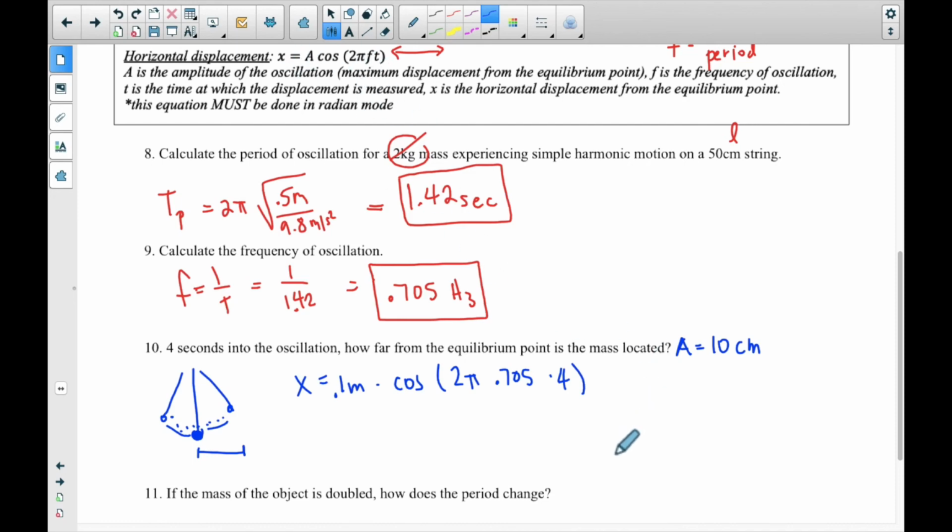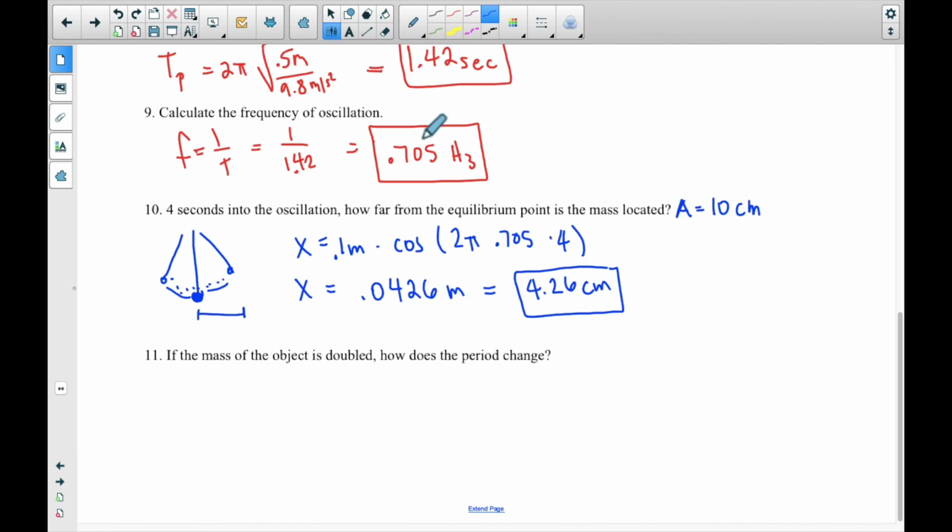We're going to put this into our calculator. Our calculator does need to be in radian mode. So I put that into my calculator. I get 0.0426. Remember, that is meters. So we could leave it like that, but we could also say it's 4.26 centimeters. That might make more sense to us because we knew that this was 10 centimeters. After 4 seconds, it is at the 4.26 centimeter mark. And you could see how that might be helpful to know how far away it is in different situations.